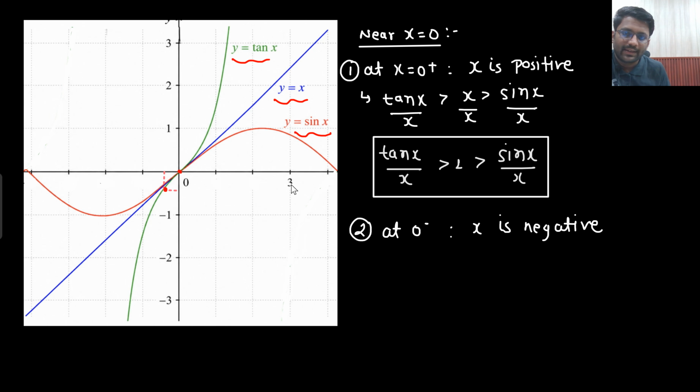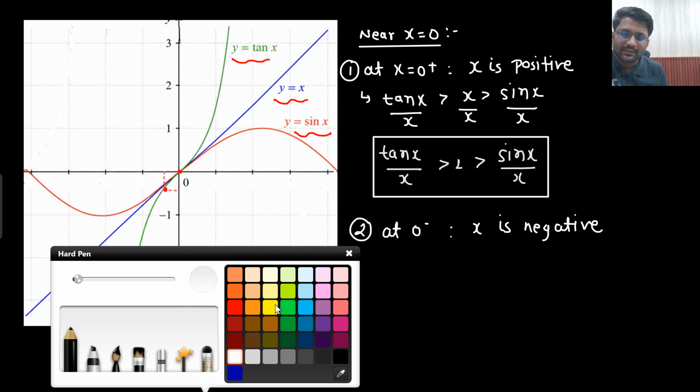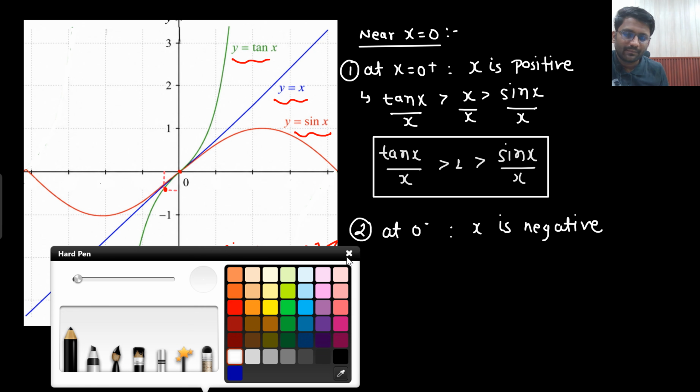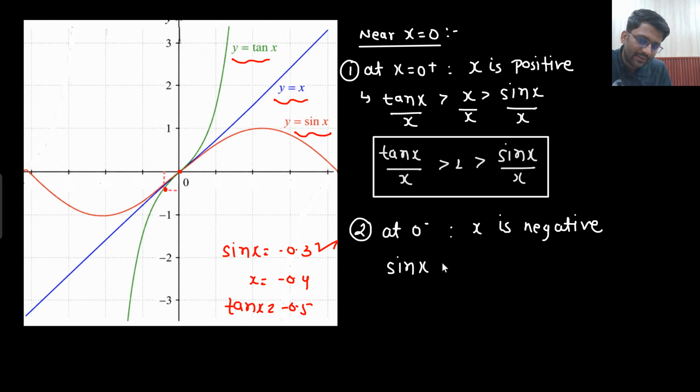So what I was saying is that sin x is giving you the value minus 0.3, x is giving you the value minus 0.4, and tan x is giving you the value minus 0.5. This is minus 0.5, this is minus 0.3, and this is minus 0.4. So minus 0.3 is greater than minus 0.4, which is greater than minus 0.5, right? So who is bigger? We know that sin x is bigger than x, and it is bigger than tan x. Do you agree to this point?